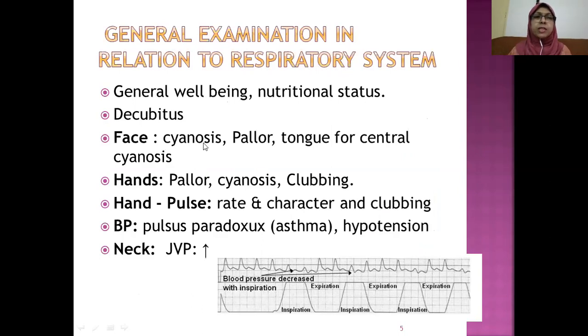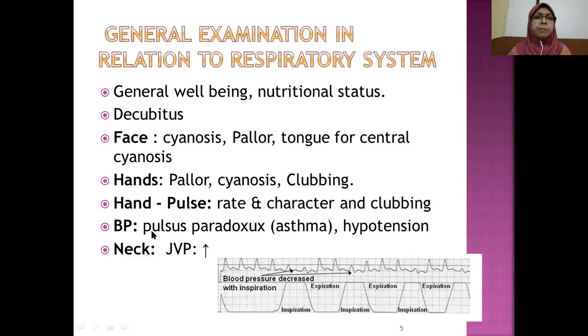You have to look for cyanosis, which is present in respiratory problems, and pallor. You have to look at the tongue for central cyanosis. And you can see on the face the signs of allergic rhinitis as well. On the hands, you have to see for pallor, cyanosis, and clubbing, and check the pulse rate and character of the pulse.